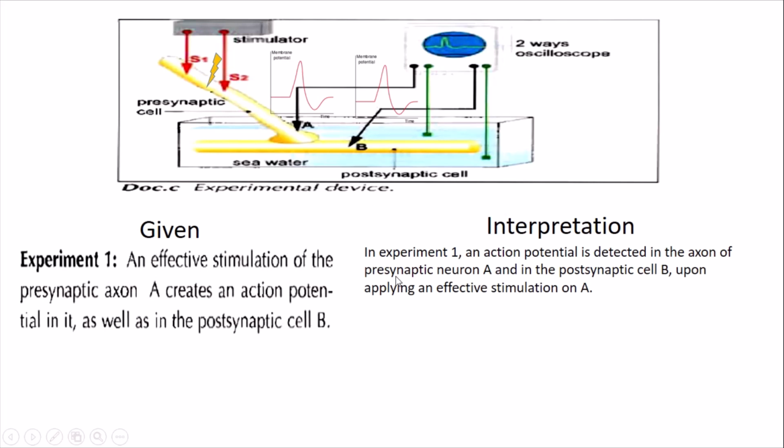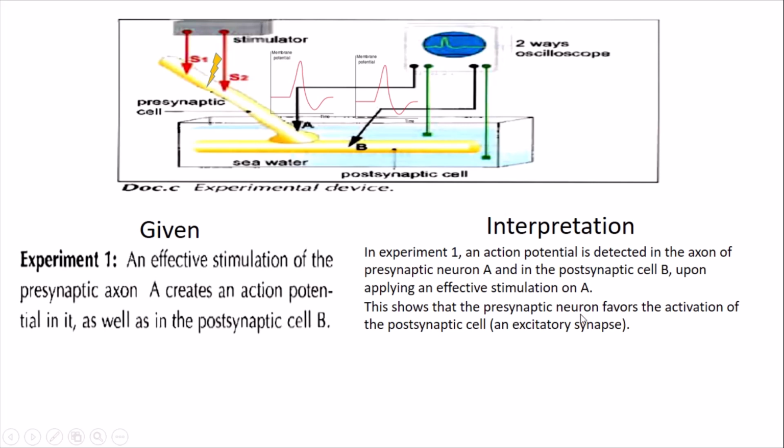Now we go to the significance. We have to say this shows that... whatever I did here, what was the result? First of all, it's obvious that the stimulation activated A. They already told me it's effective. The new thing here that I should conclude is the relation between A and B. So I would say this shows that the presynaptic neuron A favors the activation of the postsynaptic cell. Why did I use favors? Because there was a positive result in both. So it's an excitatory synapse.